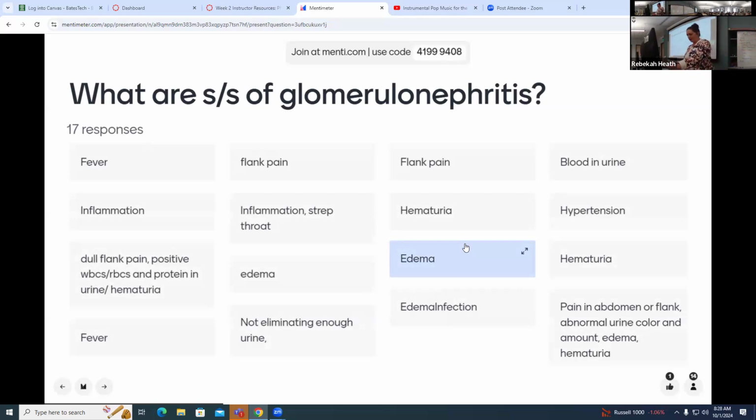Somebody, I think, did you copy and paste in the book? This is word for word. White blood cells, red blood cells, and protein in the urine, right? It all leaks out into the urine. So good job.